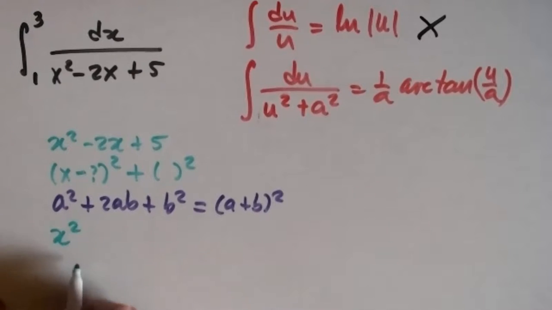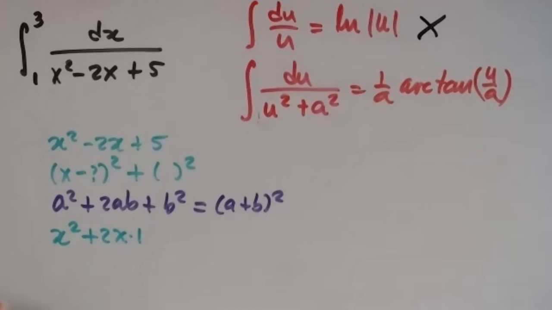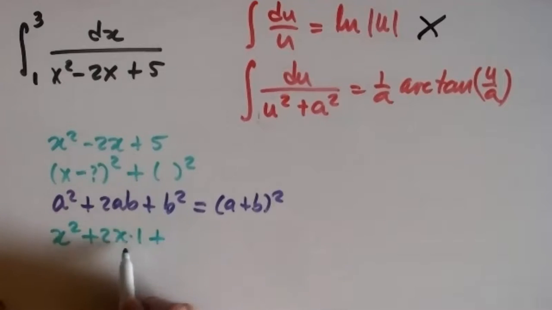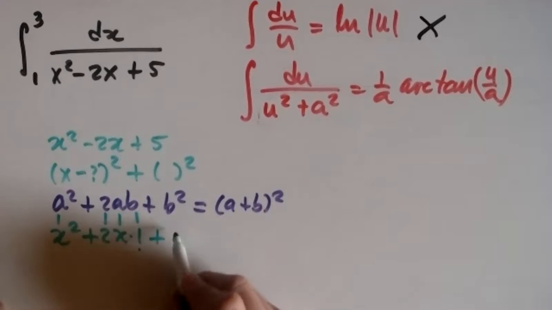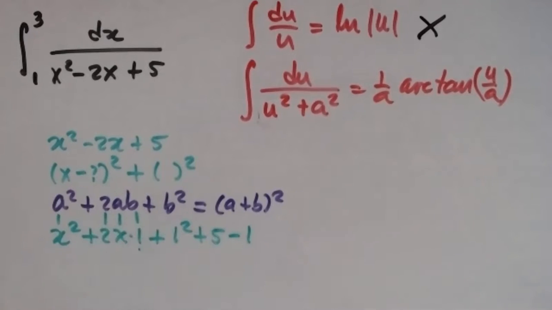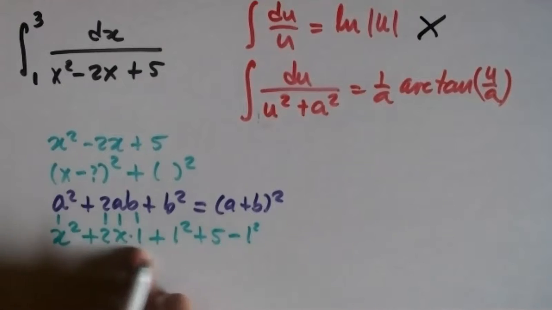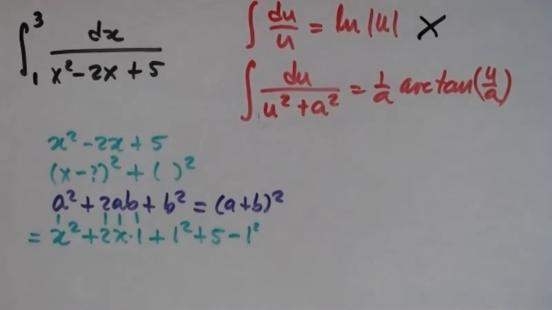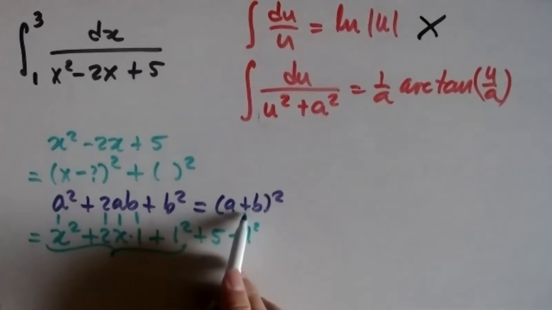X squared with the x, 2x times 1, plus b squared. Well, if the b is like this matching, so it's 1 squared plus 5. And because I add a 1 and I don't have to change my expression, I have to subtract the 1 squared. So 1 squared minus 1 squared is 0, so I have exactly the same expression. It's extremely important that you get this always equal, correct? So these three are going to be expressed as this formula.